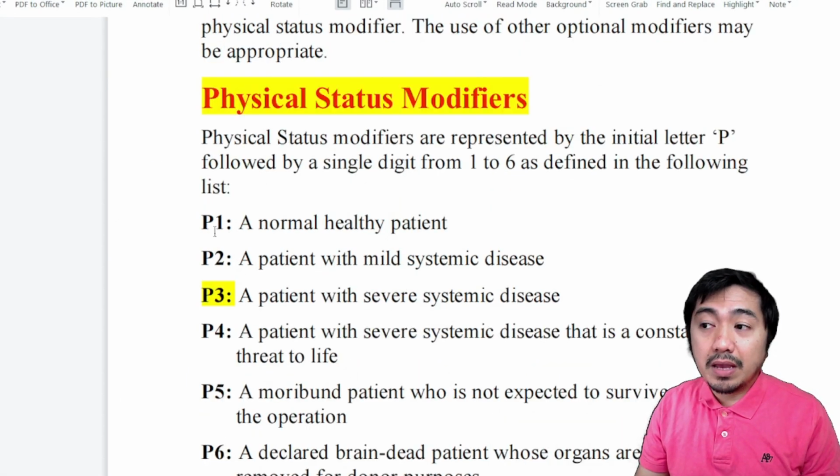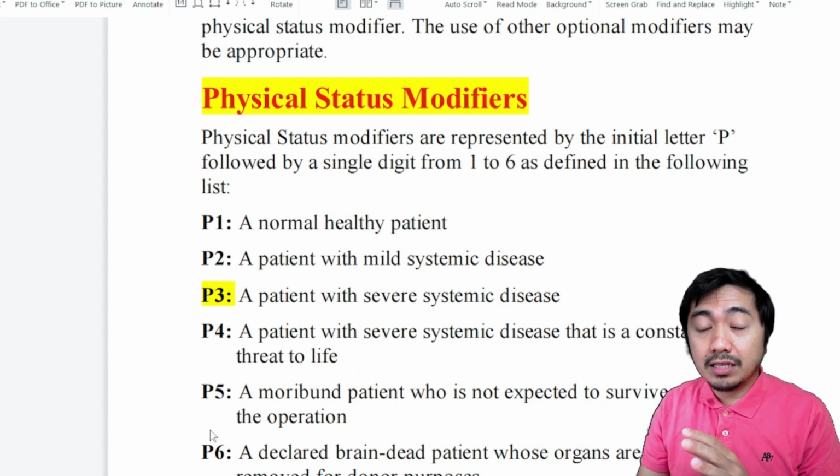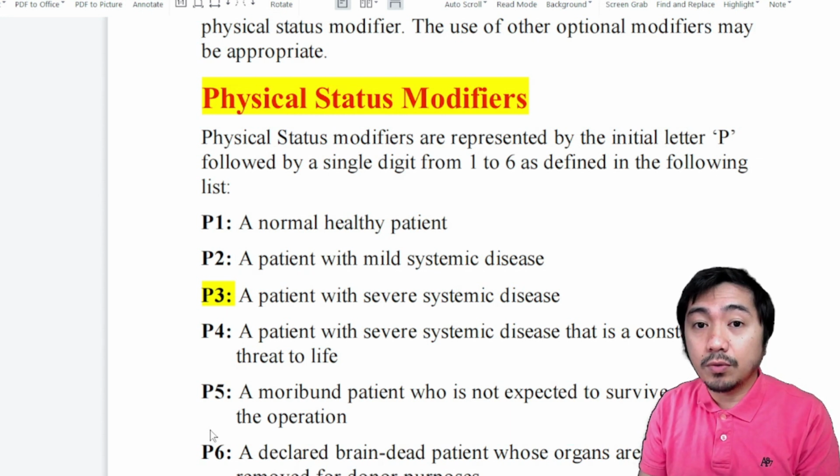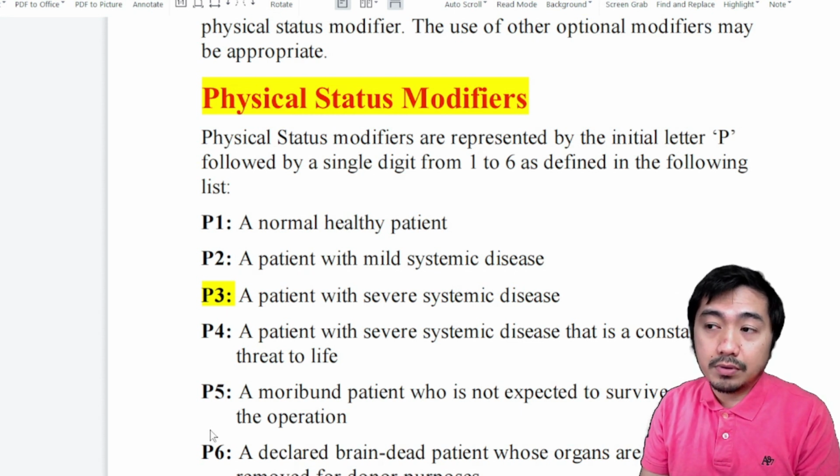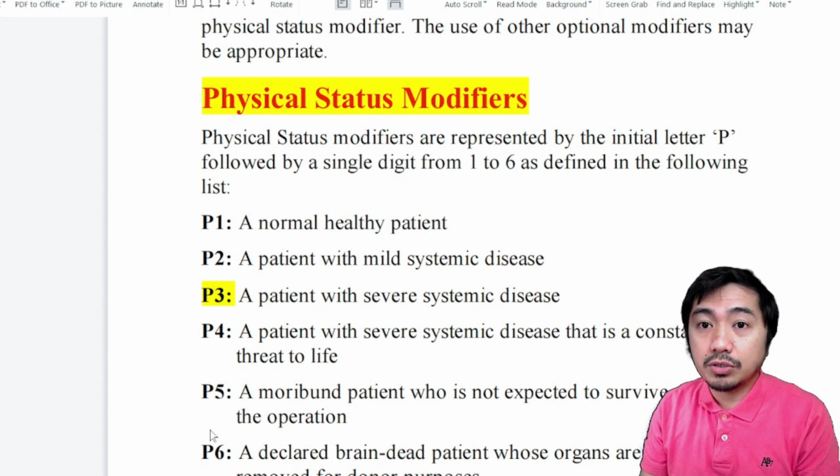Alright, so it's located here. And again, just append this P1 to P6 modifier in conjunction with your anesthesia procedures. And take note that Medicare does not recognize or pay any additional units for physical status. However, for some private insurance payers, you need to watch out for the additional units that you will be applying. So for example, for P3, P4, and P5, you will be appending additional units for them. For P3, additional 1 unit, P4, additional 2, and P5, additional 3 units. So you need to identify those as well.